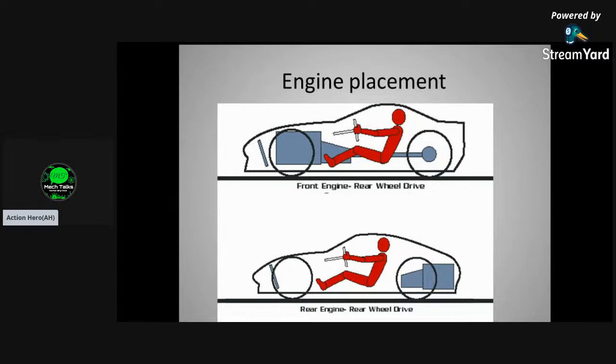So guys, there are three kinds of engine placements. One is the front engine placement, the other is the rear engine placement, and the third one is the mid engine placement. So guys, let's see how the engines are placed right now. You can see over here, we have a front engine rear wheel drive, and we have another image called the rear wheel drive.